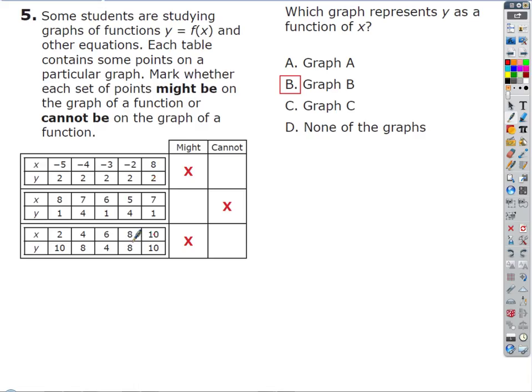Okay, bottom one's fine. Each x value only maps to one y value, but the middle one, we got problems. Middle one, notice that the x value 7 maps to a y value of 4, and it also produces a y value of 1. So that's no good, right? Those points are going to line up vertically. It's not a function because each x value can only give us one y value, right? Okay?